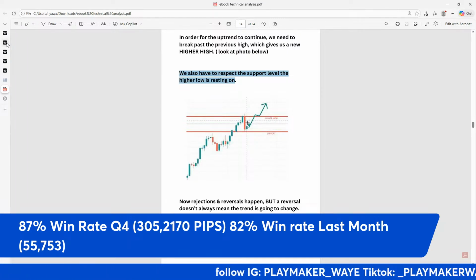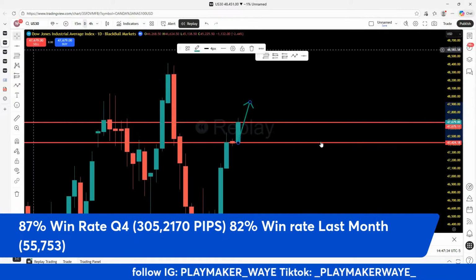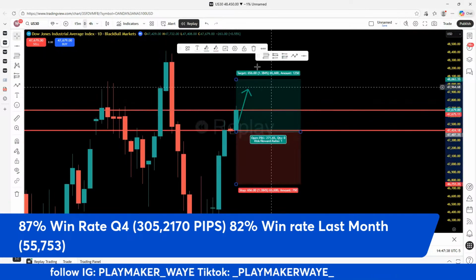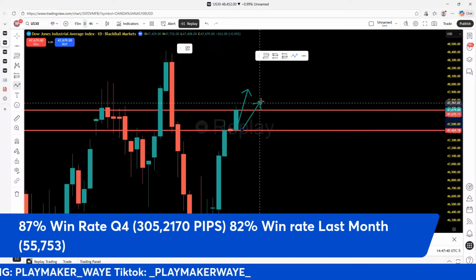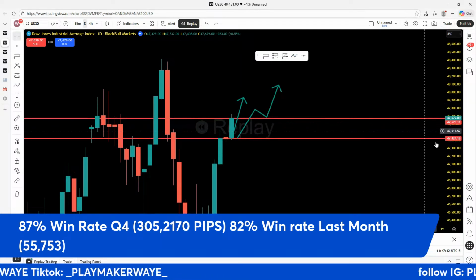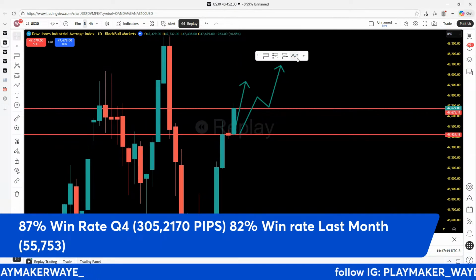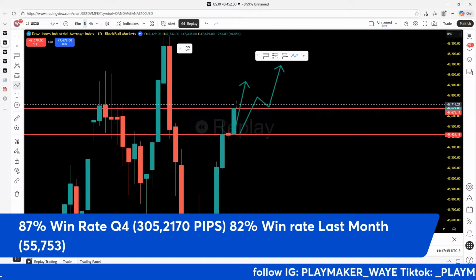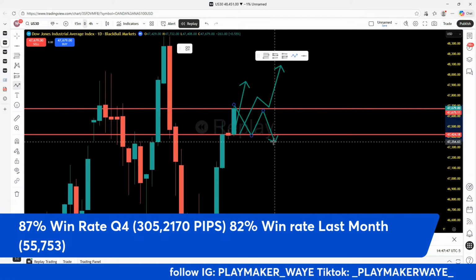So we're either going to see price break past the previous high and give us a new higher high, or we're going to see price break this resistance level and turn it to support. Or we can see price retrace. Now, it doesn't matter if price does this for a day, a week, a month. It doesn't matter if you get tired of seeing price do this.